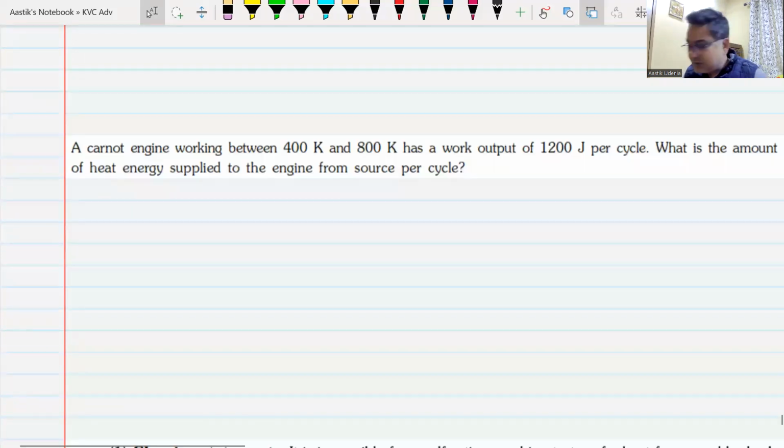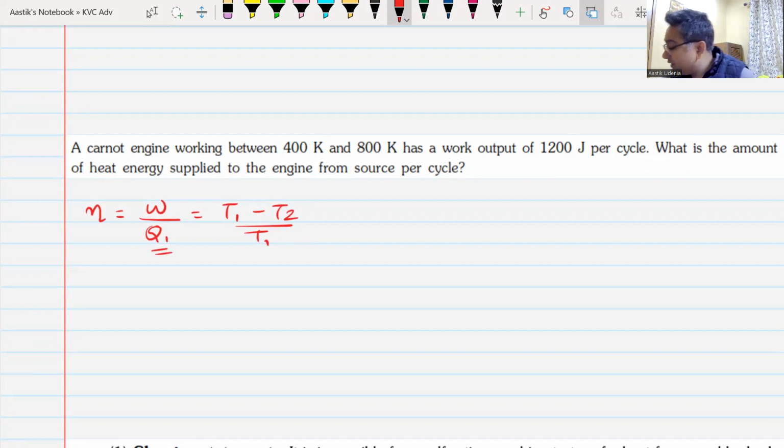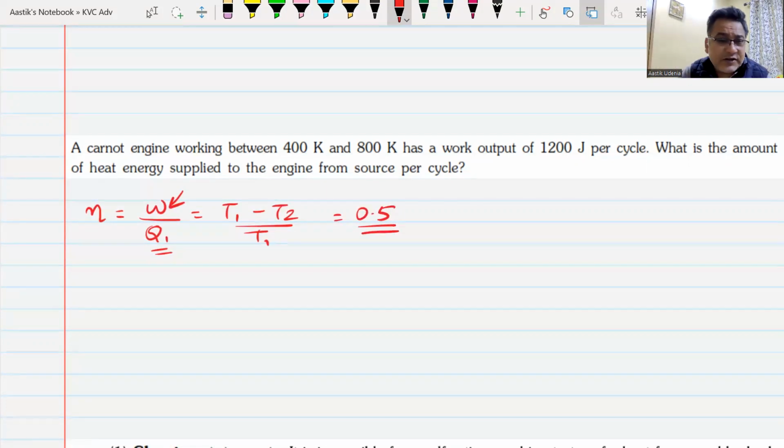So what we got to do is simply find out the efficiency eta. Efficiency eta is work done divided by Q1, and that is equal to T1 minus T2 divided by T1. Yes or no? Yes, sir. So from there you can find out eta. The work output is given. So from there you can find out eta, I think, is coming as 0.5. Yes or no? Yes, sir. So from there you can find out the heat input will be 2400 joules. We understand this? Yes or no?